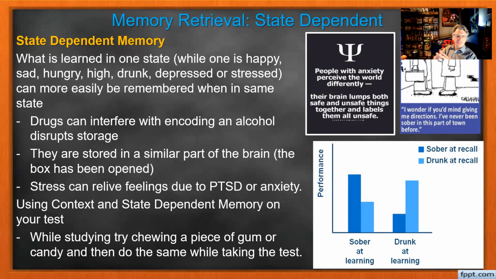Using context and state dependent memory on your test, there's an easy way to do this. One way to do it is choose a certain flavor of gum, choose a certain mint or whatever else the case may be, Altoid, whatnot. And then while you're studying for that class, let's say you use Wrigley Spearmint gum for psychology. So every time you're in psychology class, and only in psychology class, choose Wrigley Spearmint gum. When you're at home studying for psychology, chew Wrigley Spearmint gum. Then when you get into class, chew Wrigley Spearmint gum.